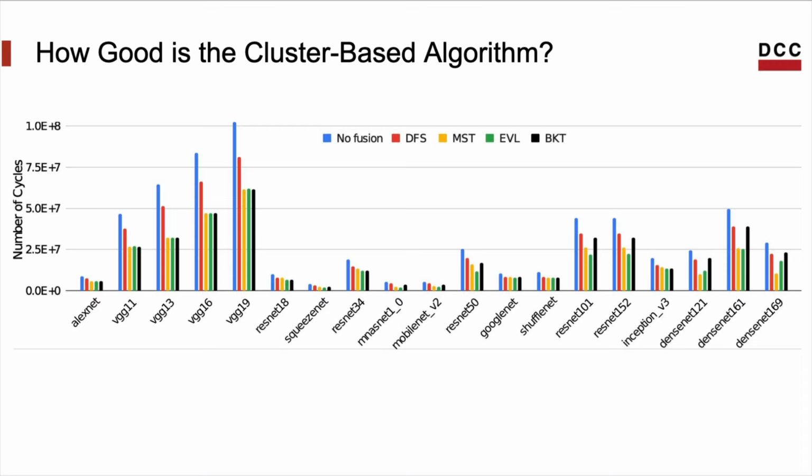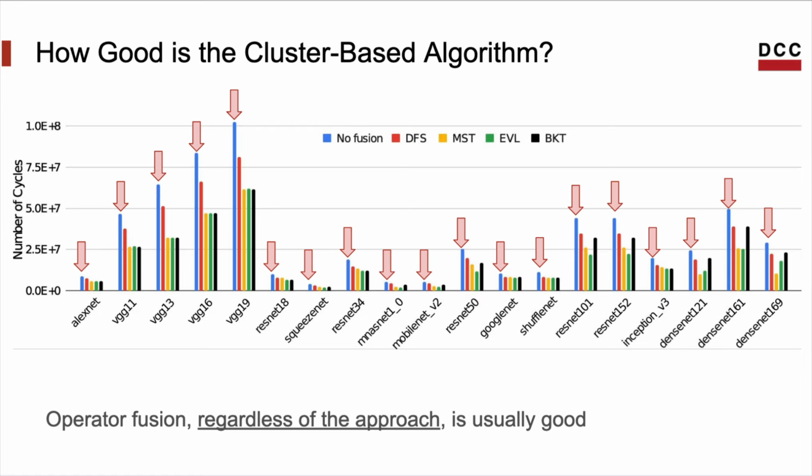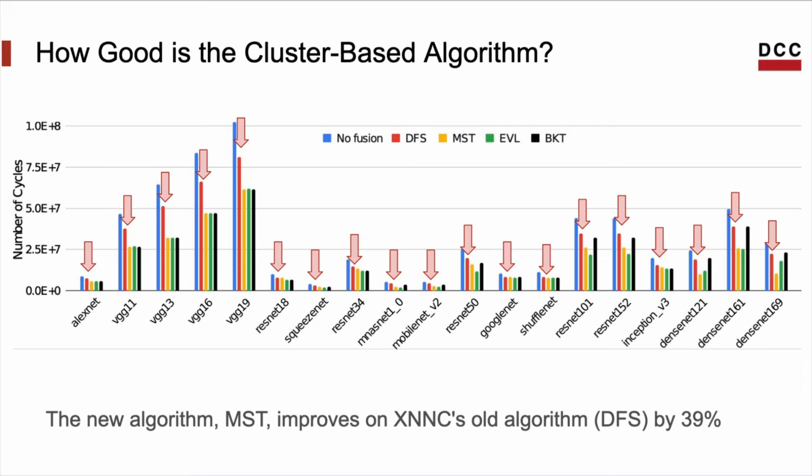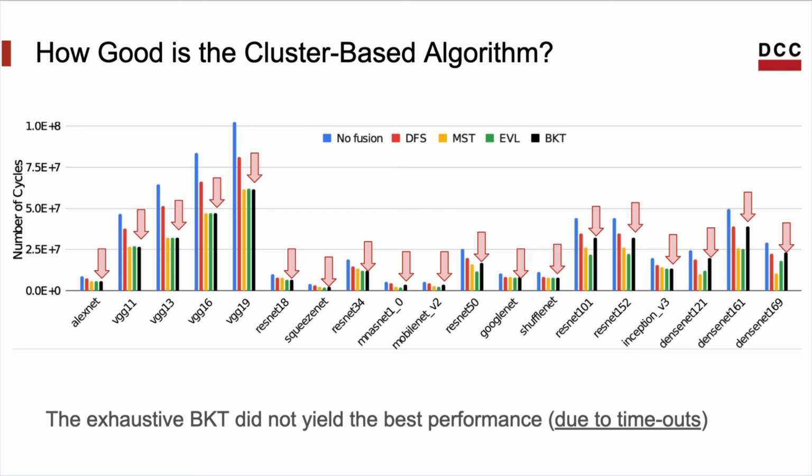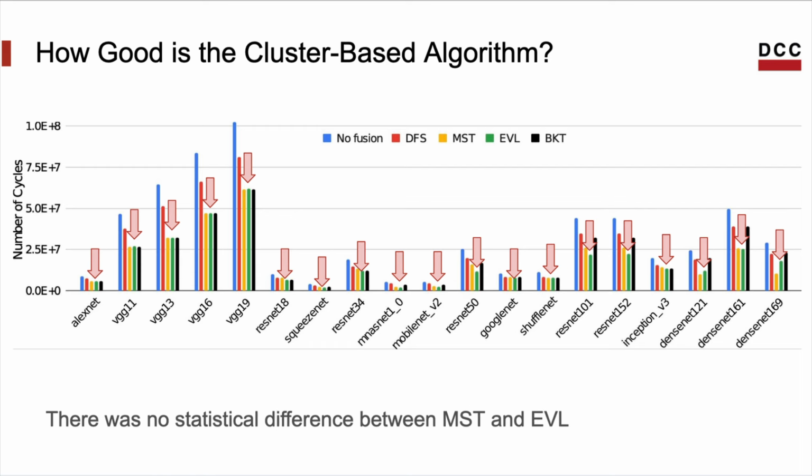And here are our results. That's a lot of bars, so let's go over them slowly. First thing to notice is that operator fusion, regardless of our approach, is always beneficial. Second thing is that the new MST algorithm is almost always better than that first approach adopted in XNNC. Well, and that's the reason it's there now. Something also interesting is that the backtracking approach is not always the best algorithm. That's due to timeouts, and we shall discuss it more later. Finally, there is not really much difference between MST and the evolutionary approach, except that MST is faster most of the time. I mean, faster to run in the computer.